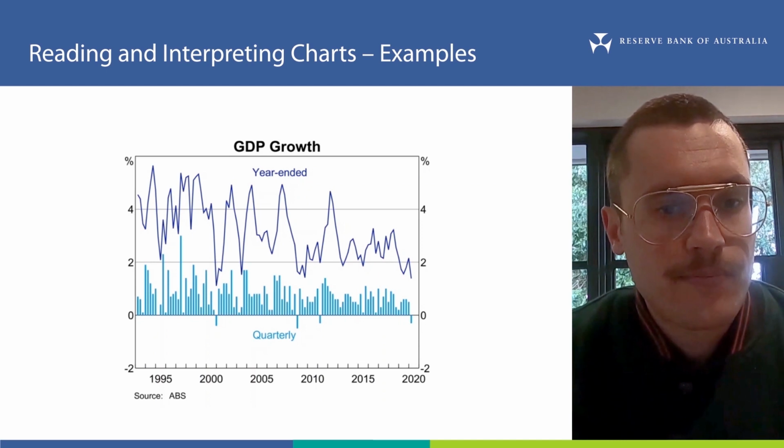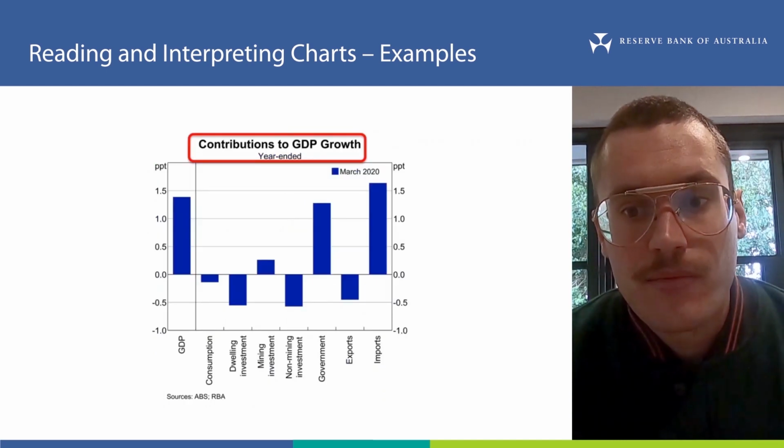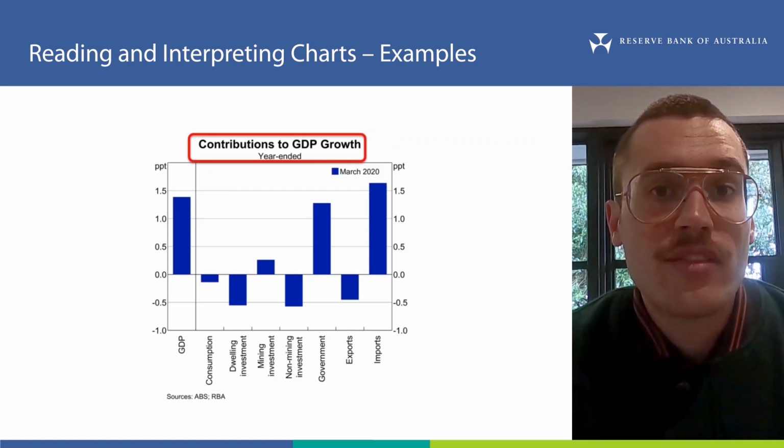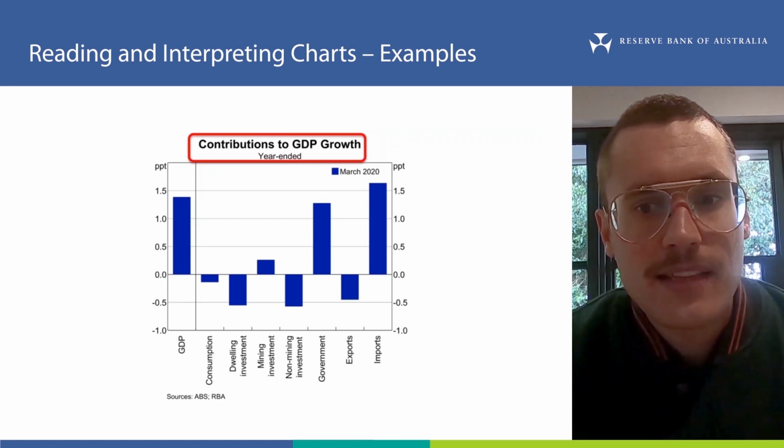Let's look at another chart. So this bar chart is called Contributions to GDP Growth. The subtitle tells us that this growth is year-ended. If we head straight to our x-axis, we can't see time.